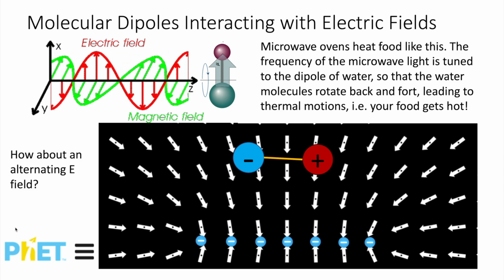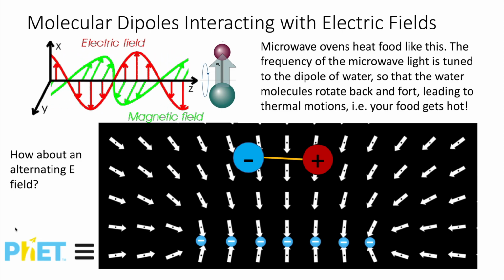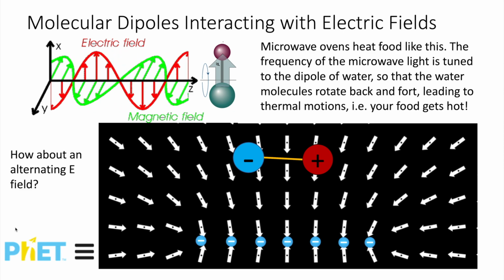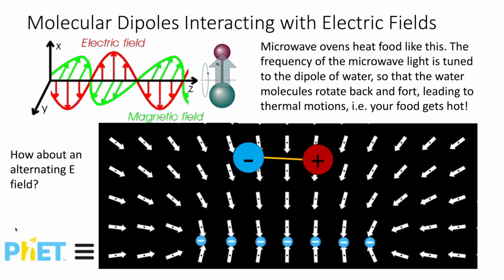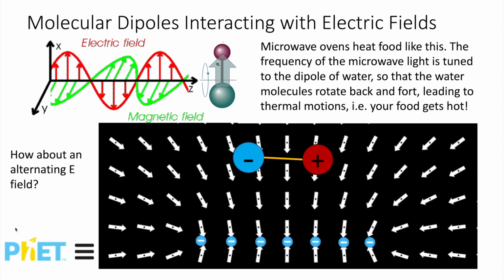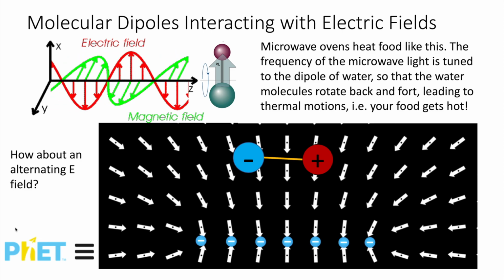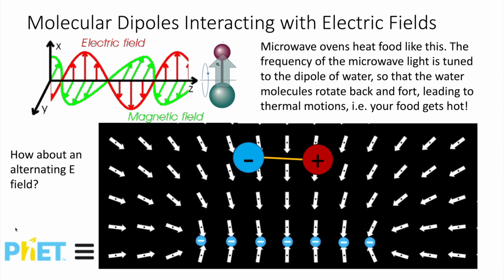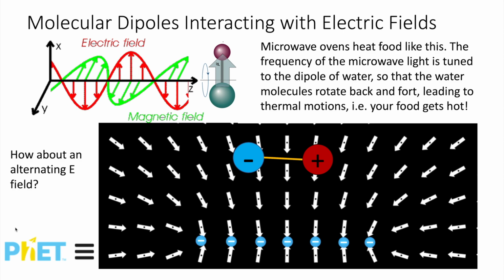Microwave ovens heat your food like this. The frequency of the microwave light is tuned to basically the dipole of the water and how quickly the water is able to rotate back and forth, right? You tune that microwave frequency light to that so that the dipole on the water molecules gets twisted back and forth like this. And that back and forth motion of twisting the water around, well, then that makes the water molecules knock into each other, and basically we get thermal motions, right? The molecules in your food in the microwave are getting jiggled around all over the place because we keep twisting the water molecules vigorously back and forth, and that's how your food gets hot.